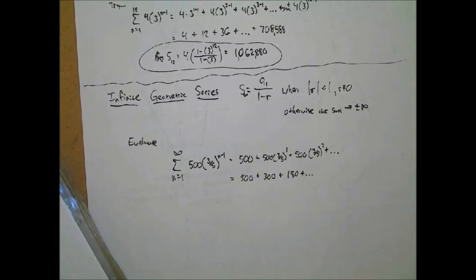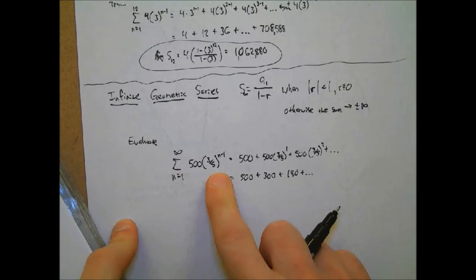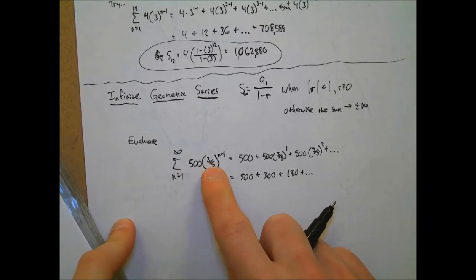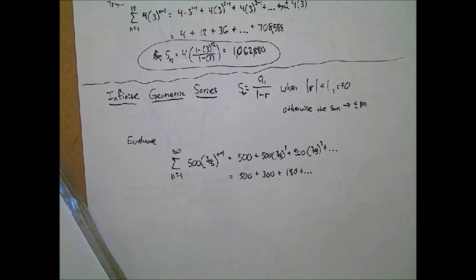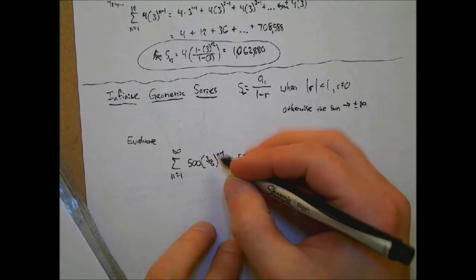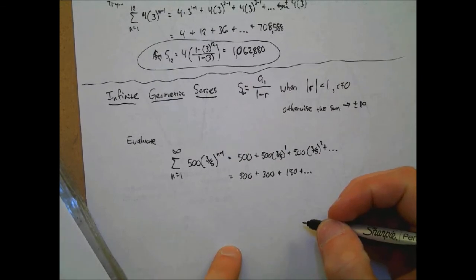What is our common ratio here? What are we multiplying by every time? 3/5. So does that allow us to find this infinite sum? Yes. If you were trying to do an infinite sum and the common ratio was greater than 1, say 10, you would say the sum does not exist. It diverges, if you want to say it that way. But here this sum will exist because the absolute value of 3/5 is less than 1.